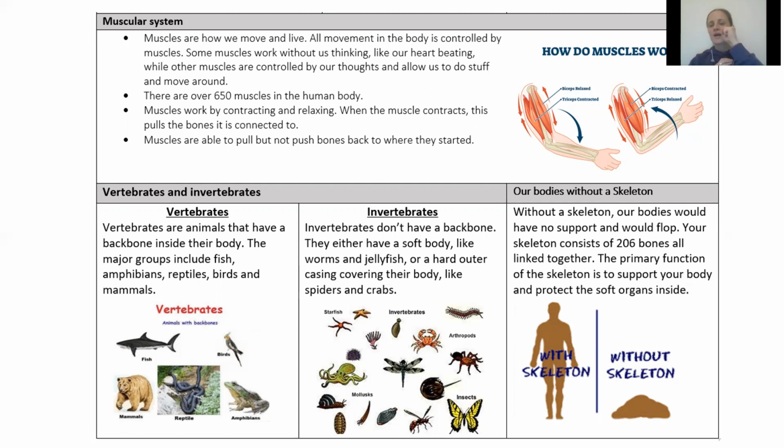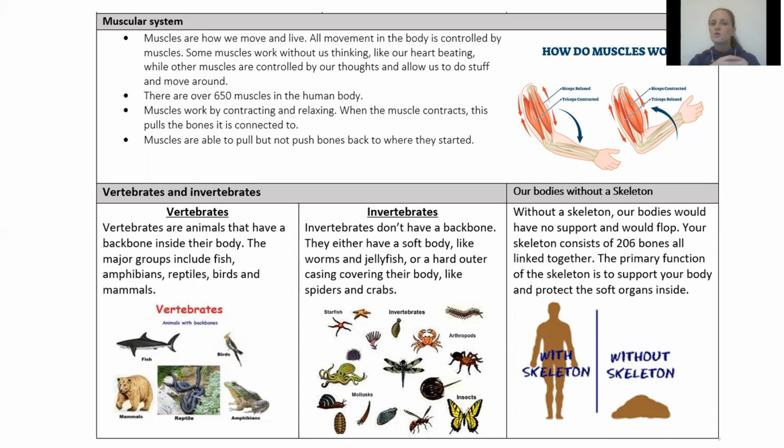Muscles work by contracting and relaxing. When the muscle contracts, this pulls the bone that it's connected to. Muscles are able to pull but not push bones back to where they started. So that movement comes with a contraction and a relaxation of a muscle.